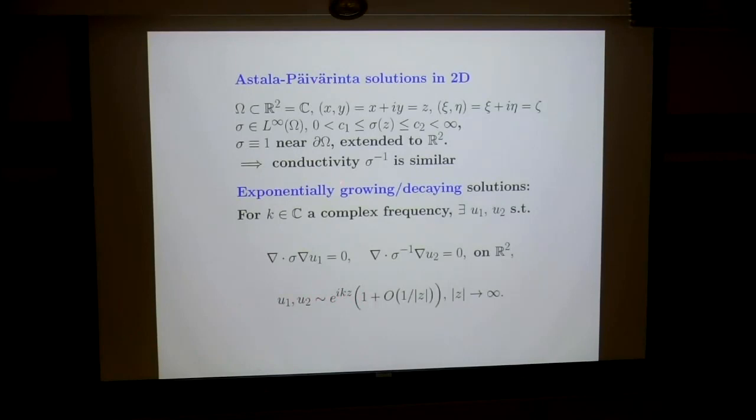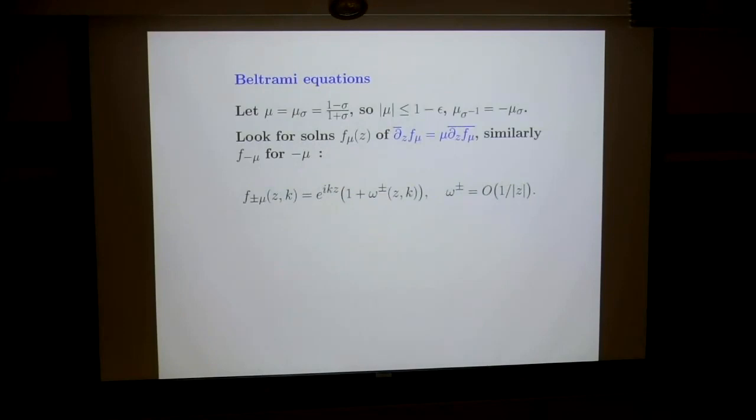So these kinds of exponentially growing and decaying solutions are similar to what are called evanescent waves in the physical literature, and these have been highly successfully exploited in the Calderon problem literature. And the novelty here is to look at two equations, one for sigma and one for sigma inverse at the same time. And if you do that, then in fact you can bring in complex analysis.